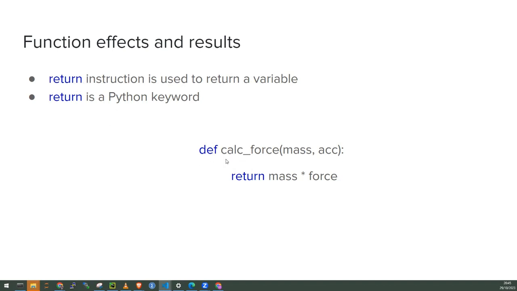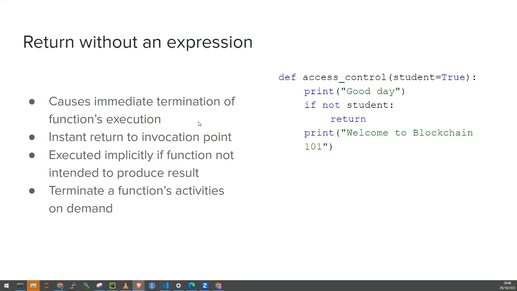So if you look here below, we have this force function. We created this function in the previous video where we calculated the force, given the mass and acceleration. And now we return the result of this calculation, mass times acceleration, right? And we can use that and store it in a variable. Now, return, which I highlighted in blue, is a Python keyword. Therefore, you can't use it as a variable name or as a function name.